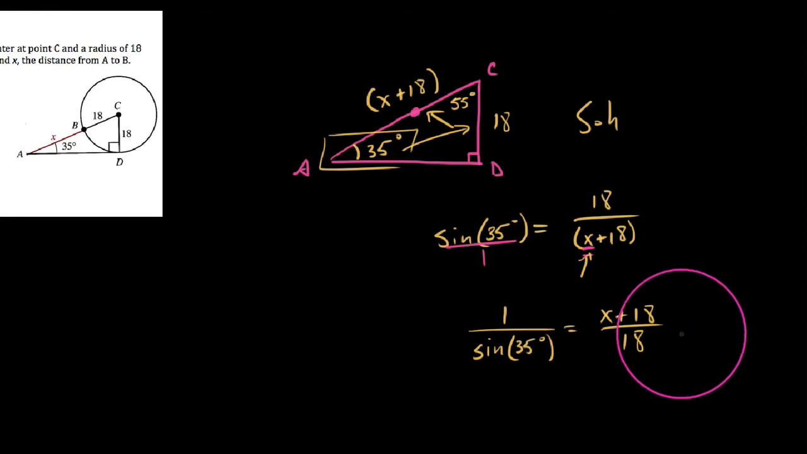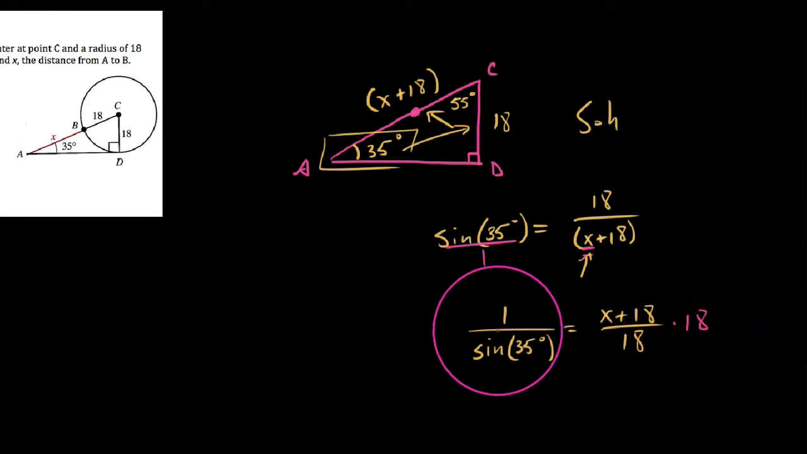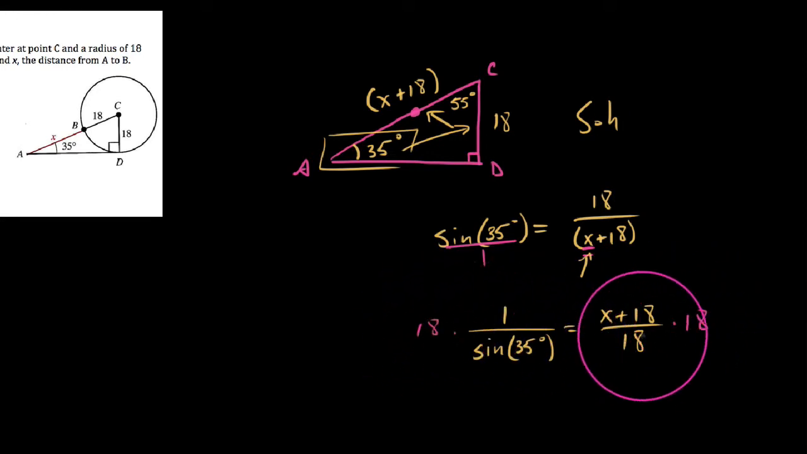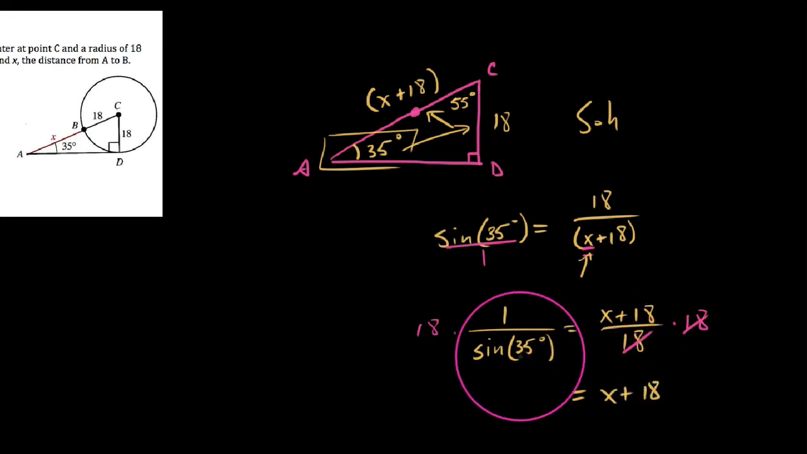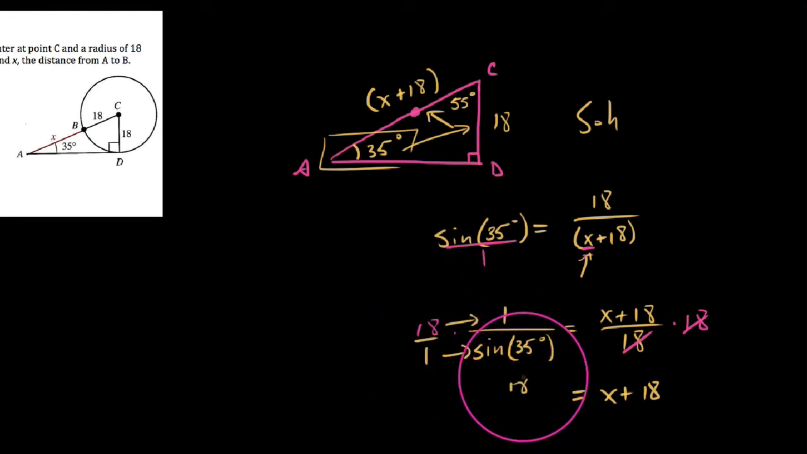And the reason why I want to do this is because now, to do my algebra, I'm going to take both sides times 18. And so the right side cancels out, and we're left with just x plus 18, or unknown plus 18 inches. And then on the left side, remember you multiply fractions straight across. So on the top, we get 18 times 1, or 18. And in the basement, we still have this sine of 35 degrees.